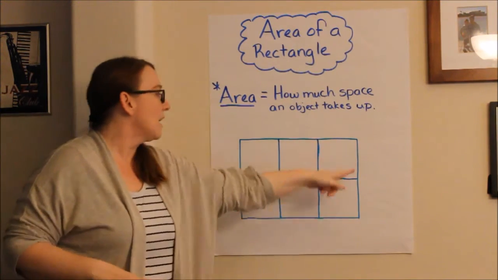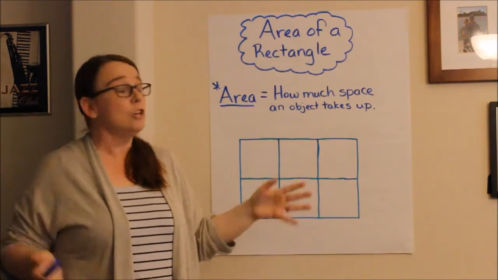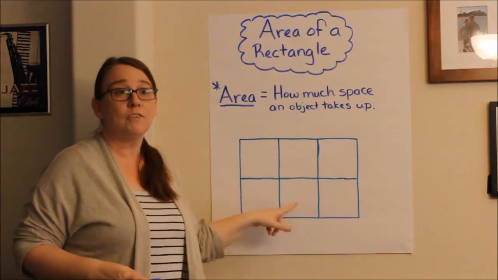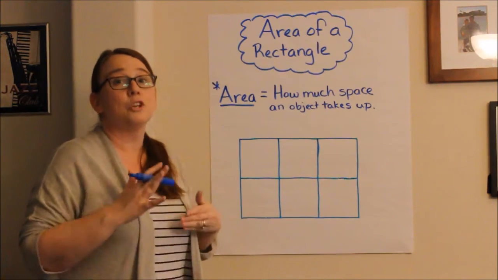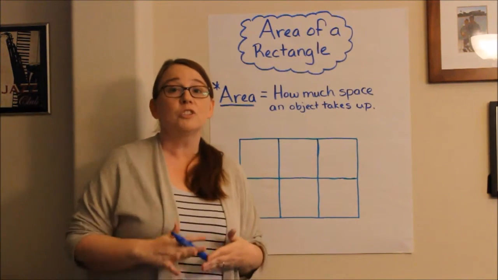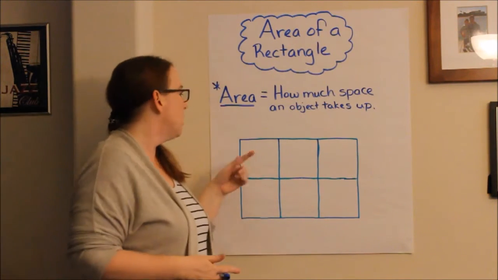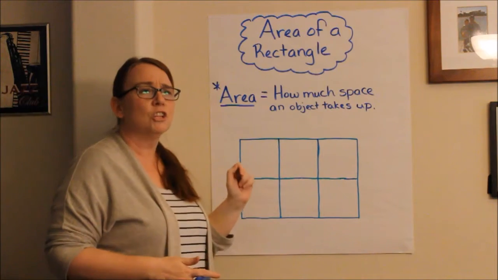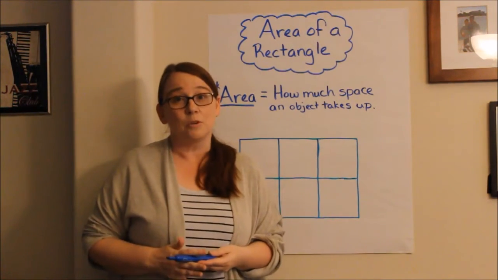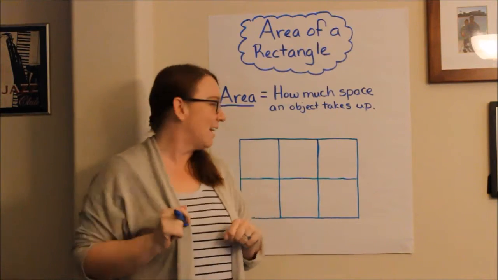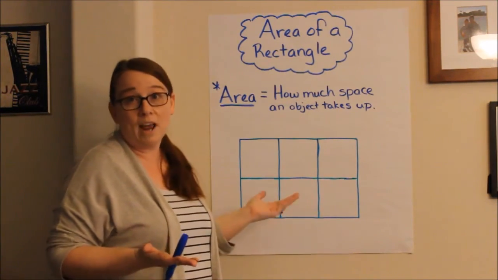Here is a rectangle, and it has been divided into squares. Now, we could just count the squares to figure out its area, easy enough. But now that you guys know multiplication, you can also use that to help you to find the area of a rectangle. You notice this kind of looks a lot like an array. And that's because it really is an array. It's just they're all stuck together. So we can solve it just like we do with an array.